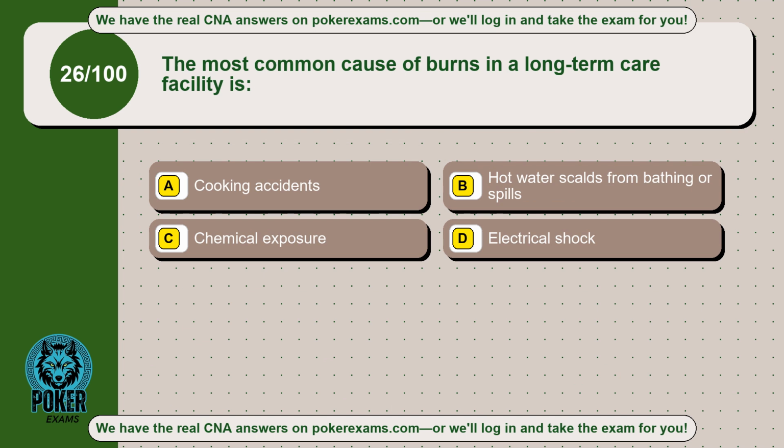Question 26. The most common cause of burns in a long-term care facility is: Option A, cooking accidents. Option B, hot water scalds from bathing or spills. Option C, chemical exposure. Option D, electrical shock. The correct answer is option D.